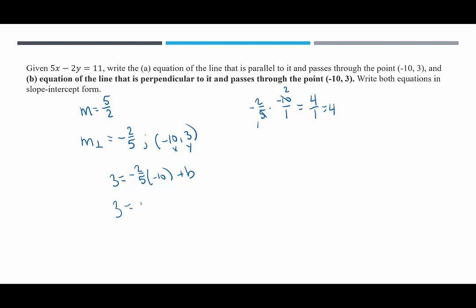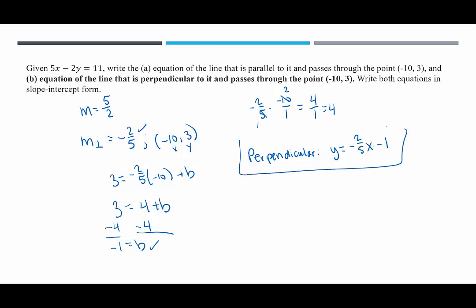So we have 3 equals 4 plus b. I want to get b by itself, so I'm going to subtract 4 from both sides. We get negative 1 equals b. Now we have the slope right here, negative 2/5. We have our b. That's all the information we need for slope-intercept form. So our perpendicular will be given by y equals negative 2 over 5x minus 1. And there we have it. That's writing the equation of a parallel line and a perpendicular line. Thank you for stopping by.